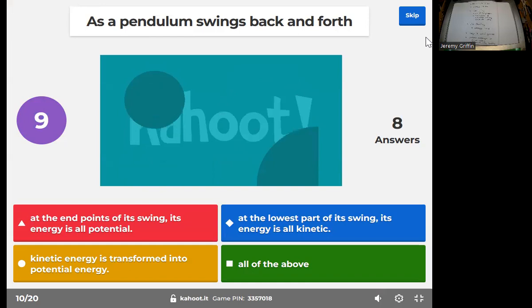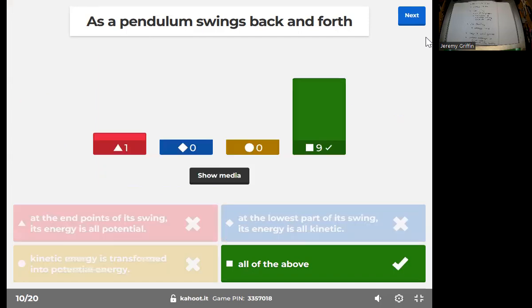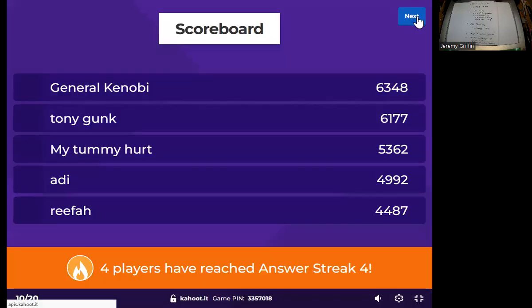As the pendulum swings back and forth, at the end points, it's all potential energy. At the lowest point, it's all kinetic. Kinetic and potential oscillate back and forth. Yeah, those are all true statements. You guys did a whole pendulum lab.